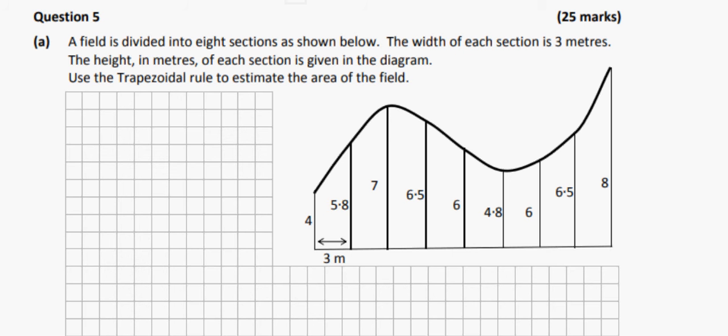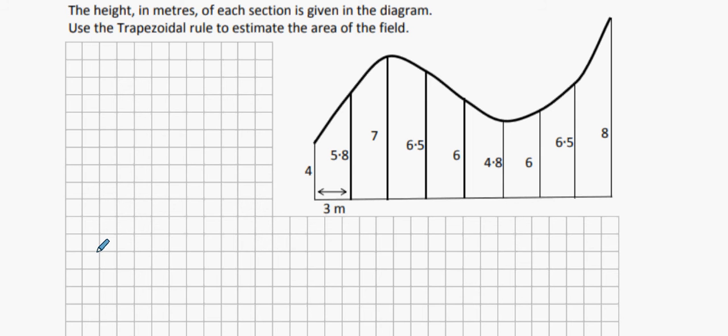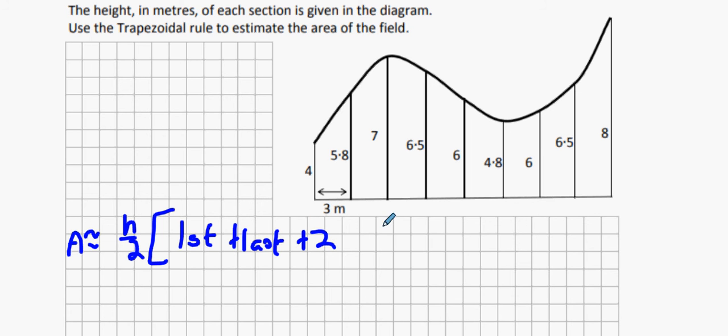Now, use the trapezoidal rule to estimate the area of the field. You got that? So how are we going to do this? So it's h over 2, first plus last, plus 2 times remaining. That formula is in your notes, but it's not written like that. It's written with yn and yn minus 1. It's written differently. Please remember the h value is not the height. What is it? The width.